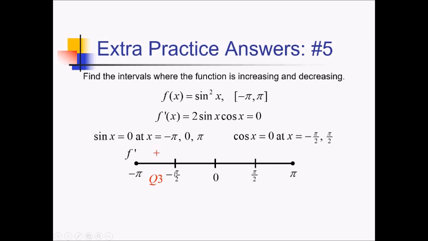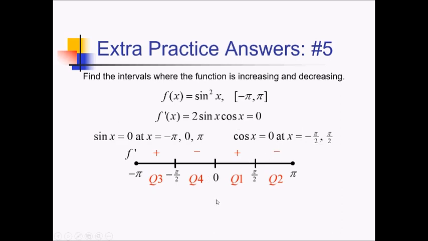Next, between negative pi over 2 and 0, well, that's actually quadrant 4. So if you plug in quadrant 4 numbers, that makes sine negative, cosine positive, overall negative result then. Between 0 and pi over 2, that's quadrant 1. That makes both of these positive, so this is a positive. And between pi over 2 and pi, that's quadrant 2, between 90 and 180. So that's going to make sine positive but cosine negative, so we're negative again.